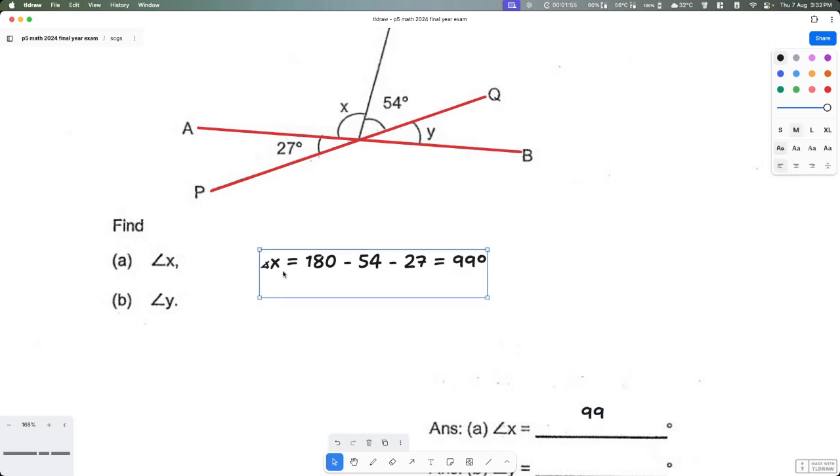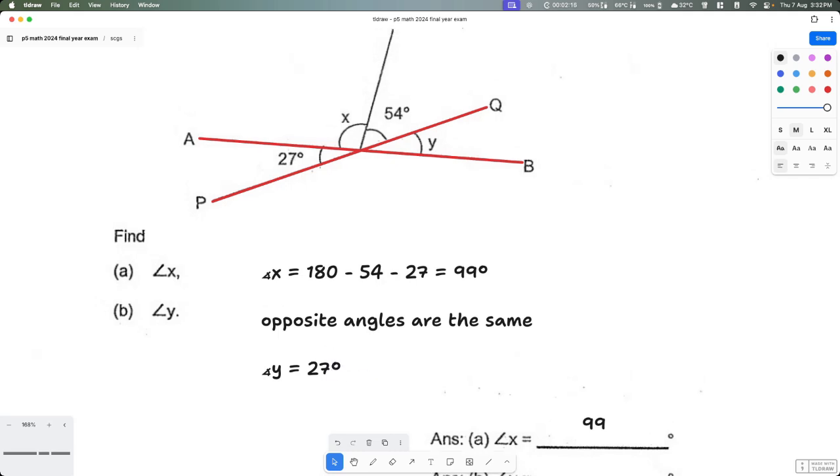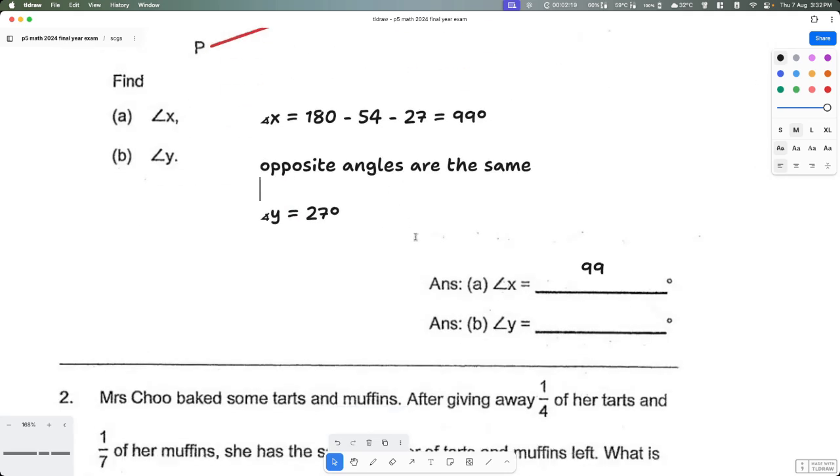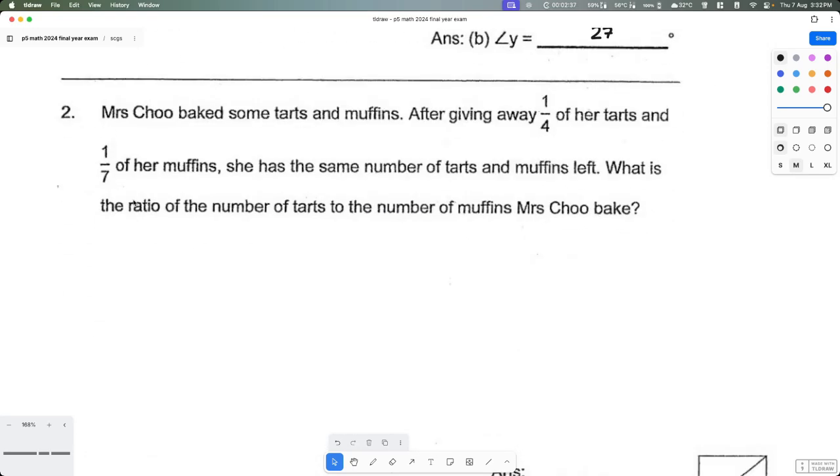Let's go for angle Y. For angle Y, you see 27 degrees, right? Opposite angles are the same. So in this case, angle Y is 27 degrees. That's what I see over here. All right, let's move on to the next question.